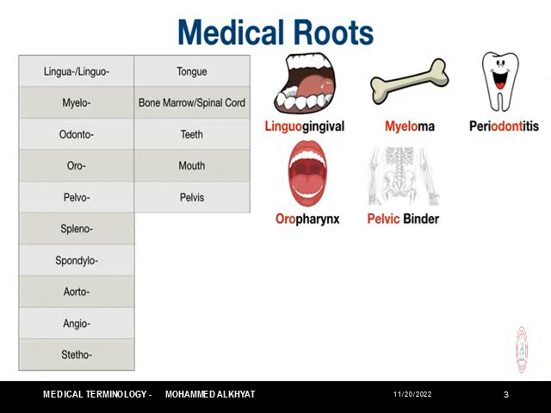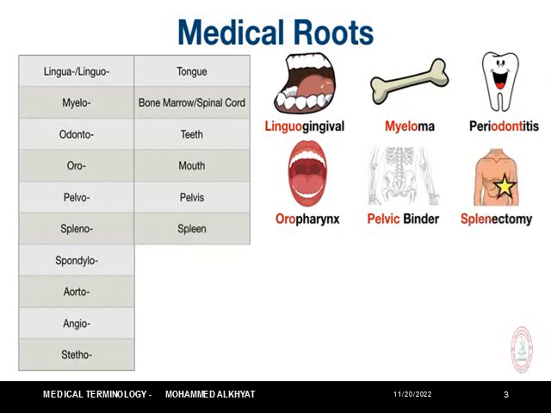Next is pelvo, which refers to the pelvis, especially of the skeleton. It's another easy one to remember because pelvo and pelvis sound the same. You can think of a pelvic binder, which is used in trauma to compress the pelvis in patients with a pelvic fracture. The next root is another easy one because they sound the same. It's spleno, which refers to spleen. An example medical term is splenectomy, which is the surgical removal of the spleen. Next we have spondylo, which refers to the vertebrae or spine. An example is spondylosis, which is degenerative arthritic changes to the spine.